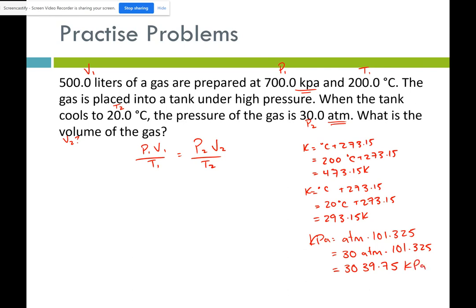Okay, so that's going to give me 3039.75 kilopascals. You could also convert the kilopascals into atmospheres. It wouldn't make a difference in your math. Okay, so my initial pressure was 700 kilopascals. My initial volume was 500 liters. My initial temperature was 473.15. My secondary pressure is 3039.75 kilopascals. I don't know what my new volume is, but I do know my new temperature.